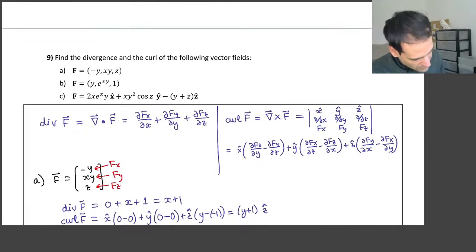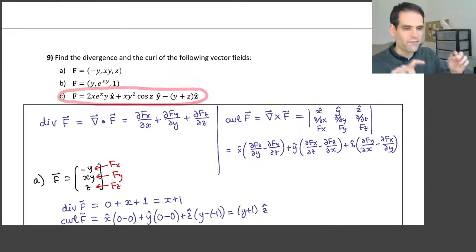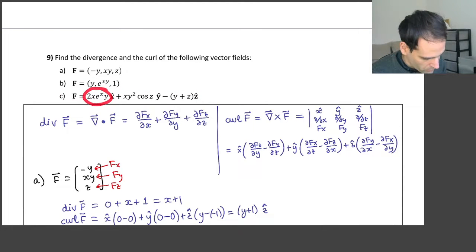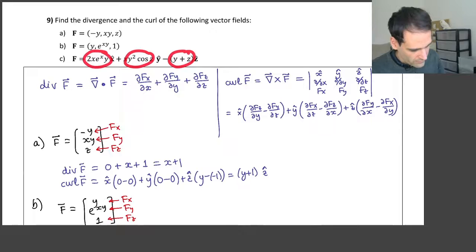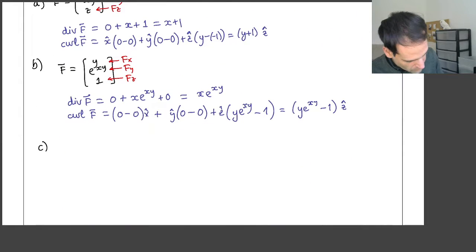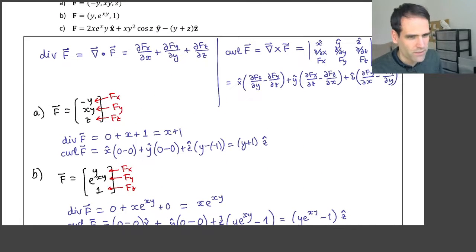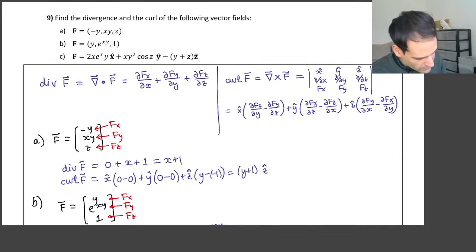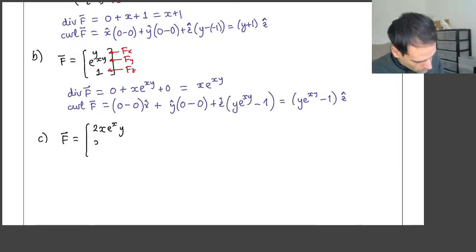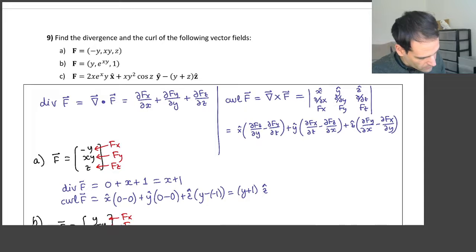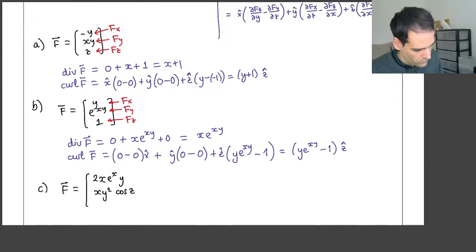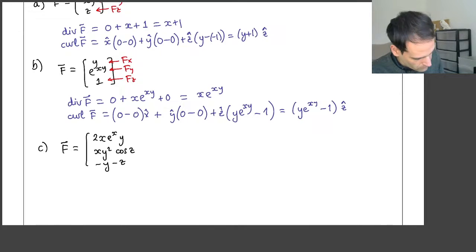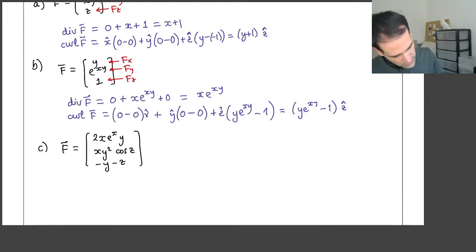And finally, the last vector field. So now instead of giving it as a vector between brackets, I'm giving you the 3 components separately. Okay, but it's basically the same thing. So if I copy it using the vector notation, fx is 2x e to the x times y. Then fy is x y squared cosine z. And then fz is minus y plus z, which we could write as minus y minus z. Okay, so these are the 3 components, fx, fy, fz.